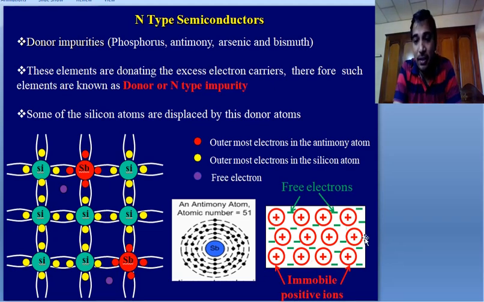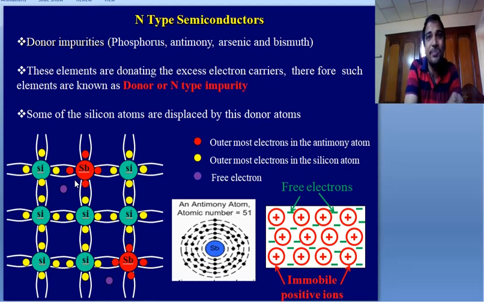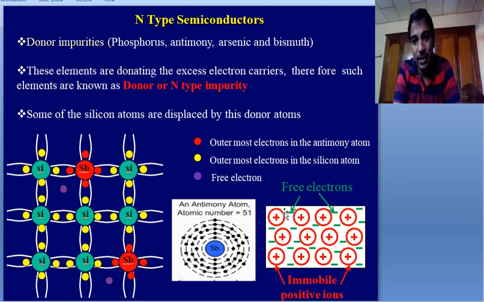Please see this diagram. Plus, minus, plus, minus, plus, minus. The plus means yes, it is making an ion. Clear? It is donating one electron from its valence band, so it is making an ion. It is losing its negative electron, so it is making a positive ion. This positive ion is an immobile atom. The free electrons are increasing.